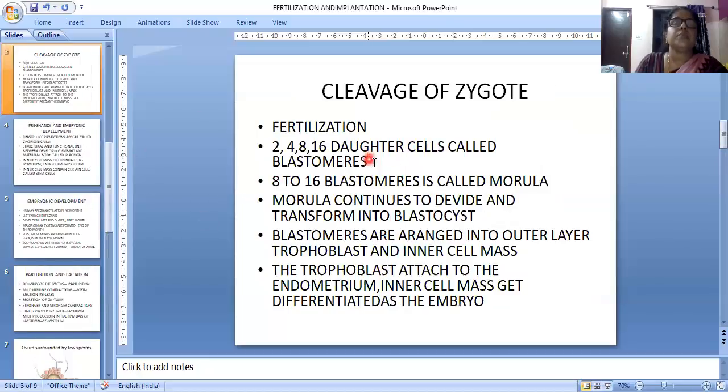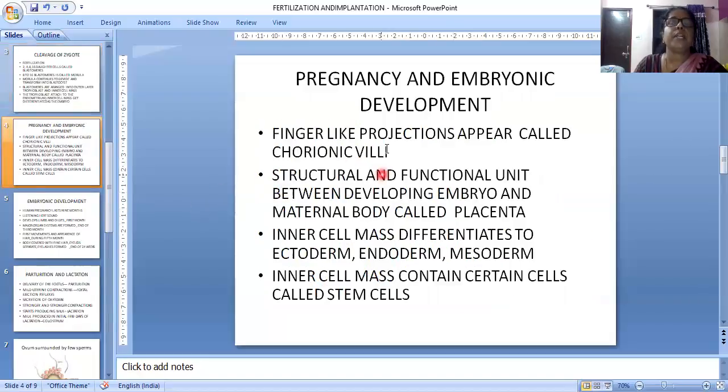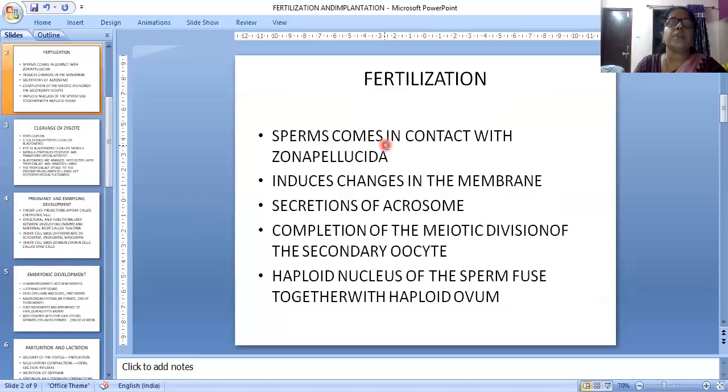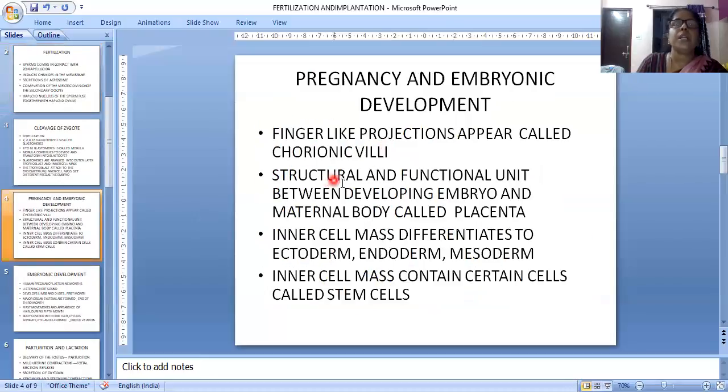Now, pregnancy and embryonic development. Finger-like projections appear, called chorionic villi. That is the summary; I already discussed it from the textbook. The placenta is the structural and functional unity between the developing embryo and the maternal body.